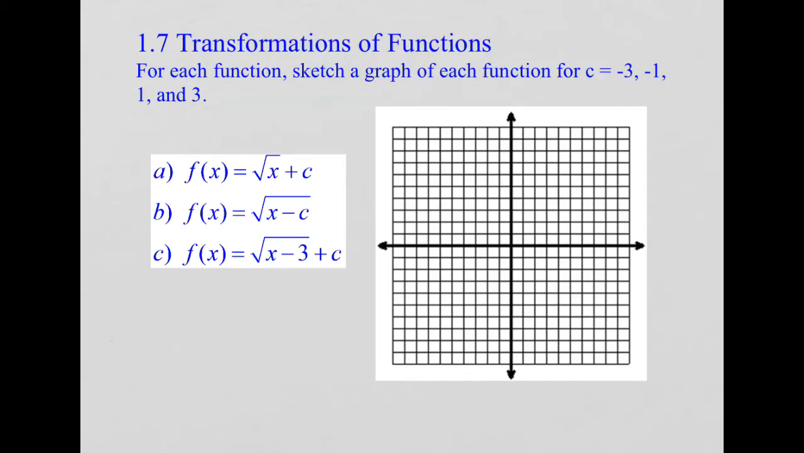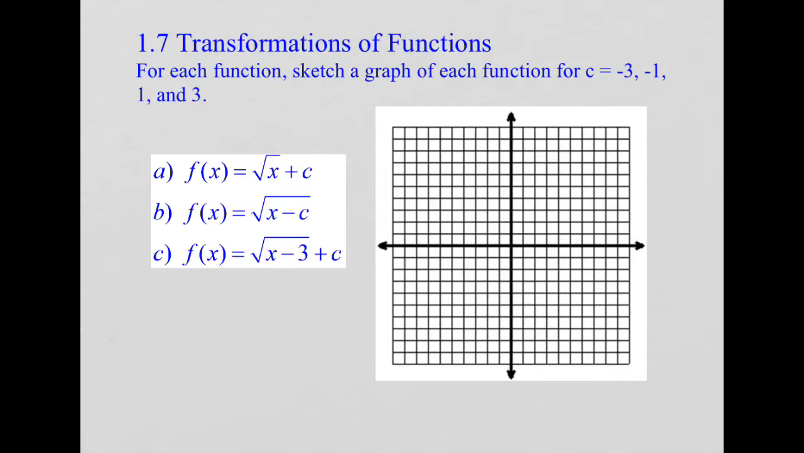Chapter 1, Section 7, Transformations of Functions. For each function, sketch a graph of each function for c equals -3, -1, 1, and 3. For today's purposes, we're just going to use c equals -3 and +3.